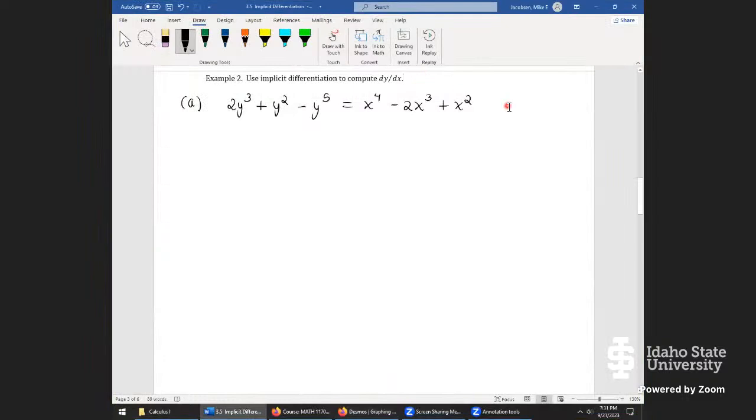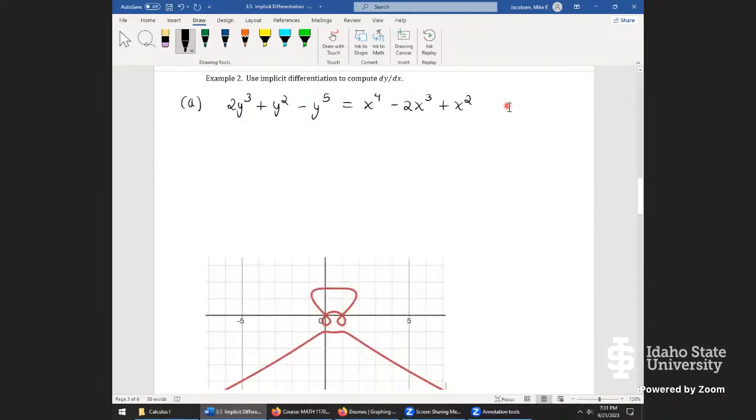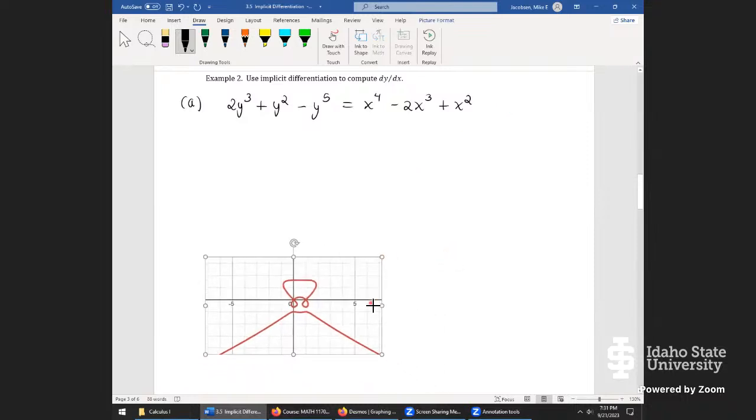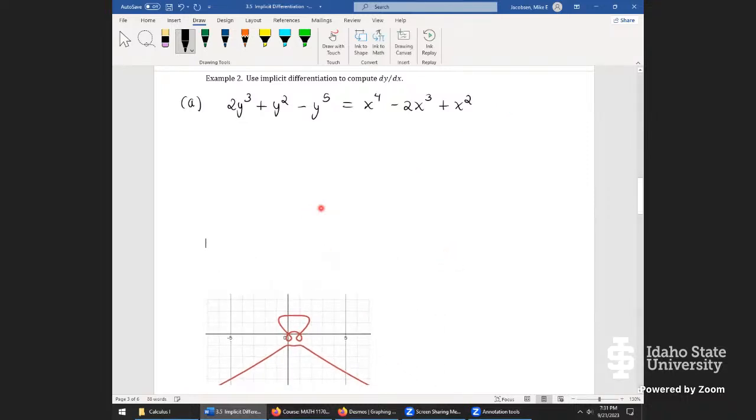And although it's maybe not the biggest help at getting through this one, it's always good to know what in the world you are doing when you differentiate implicitly. And if you have a picture, it does help. So when we calculate dy dx, we'll go back to this picture here.